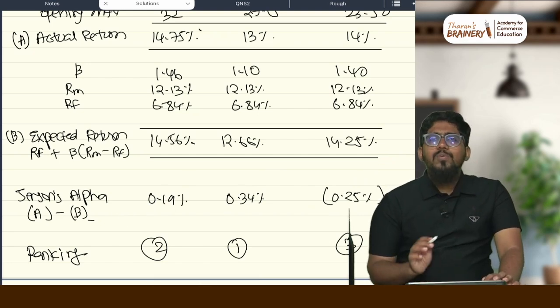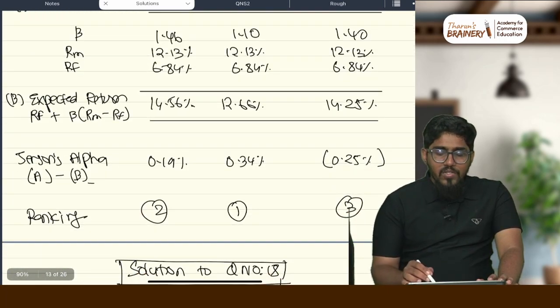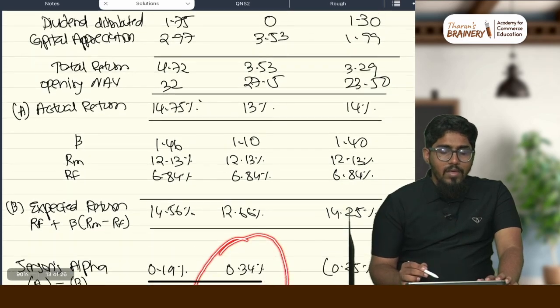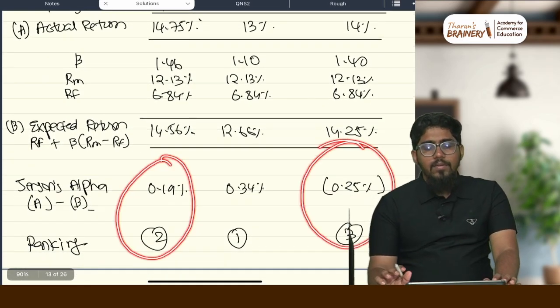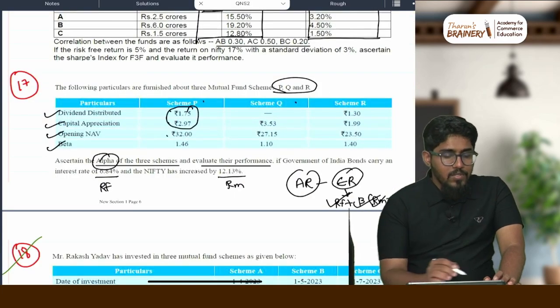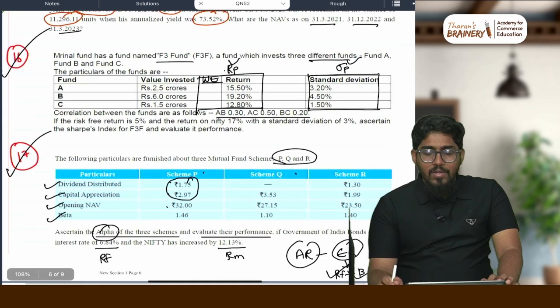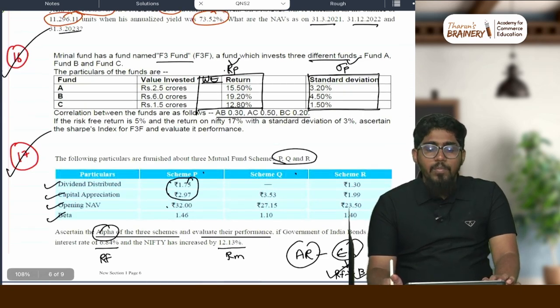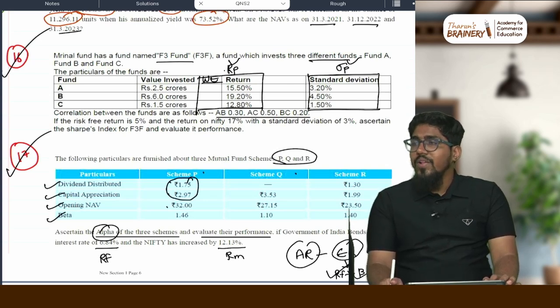Now evaluation means what? Ranking. So also put the ranking. Q is first rank, P is second rank, and R is third rank. This much clarity you guys are having. So question number 17 is also completed. We have done one problem for Jensen's alpha, one for Sharpe ratio, one for risk and return, one for covariance and correlation, one for mutual fund calculation of NAV, one for mutual fund calculation of return, and one for mutual fund annualized return.